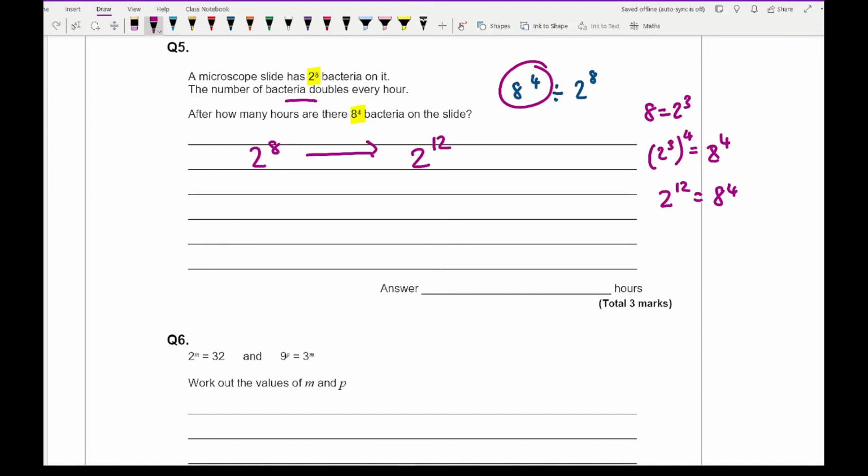So again, thinking about doubling, it's just increasing the actual power. So here, all you're doing is doubling the power. So basically multiplying it by 2. So how many 2's are the difference between this and this? Well, what's the difference in the powers? Well, that's going to be 4, so it's going to be 4 hours.